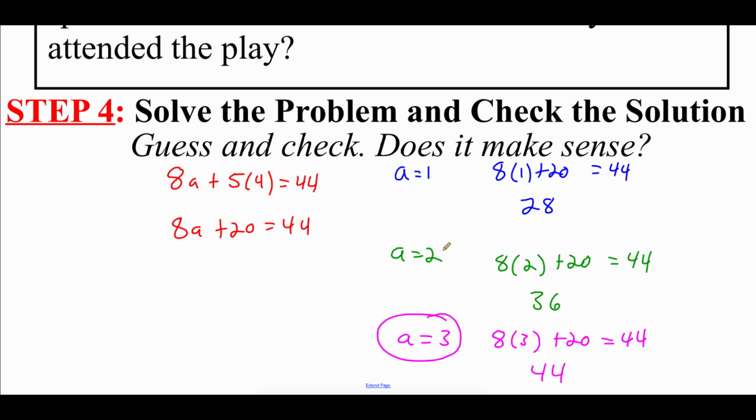Now that we've got this a value of 3, we should think to ourselves, does it make sense? Does that seem reasonable that 3 adults would go to the play with 4 children? And I think that makes sense. Something that wouldn't make any sense would be like 30 adults. There's no way that 30 adults are going to be able to go to the play and it only costs $44. So that's not a reasonable answer. But 3 adults is a pretty reasonable answer.